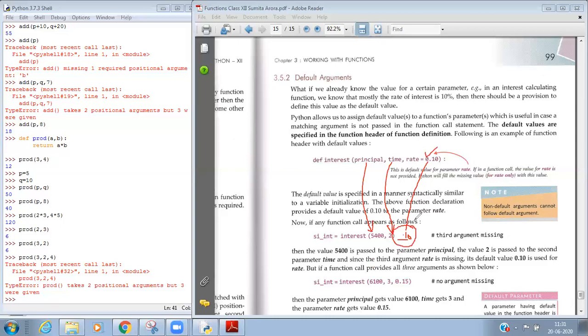So I hope, Purvi, you understand the importance of the default argument. So this is the default argument. You understand this?